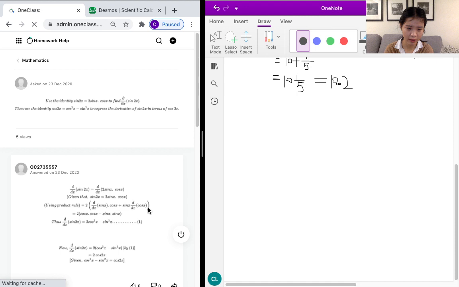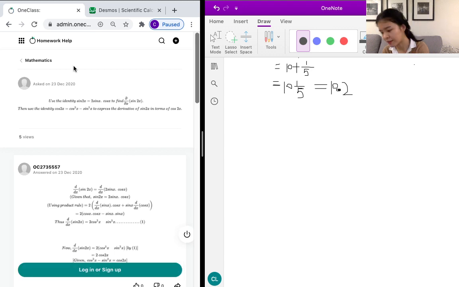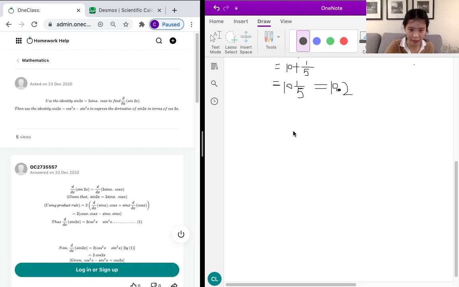Okay, so our second problem over here asks us to use the identity sin 2x equals 2 sin x cos x to find the derivative of sin 2x. And it also asks us to use another identity, the double angle identity for cos 2x, where cos 2x is equal to cos squared x minus sin squared x, and to use that identity to express the derivative of sin 2x in terms of cos 2x.